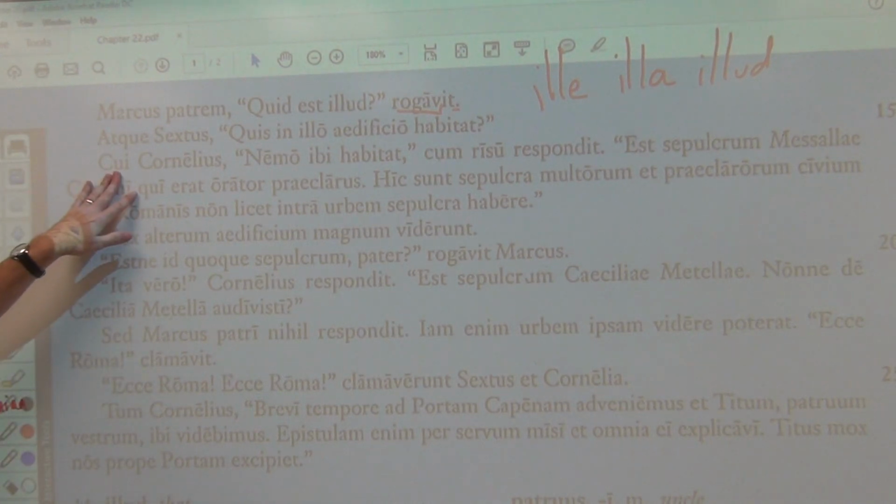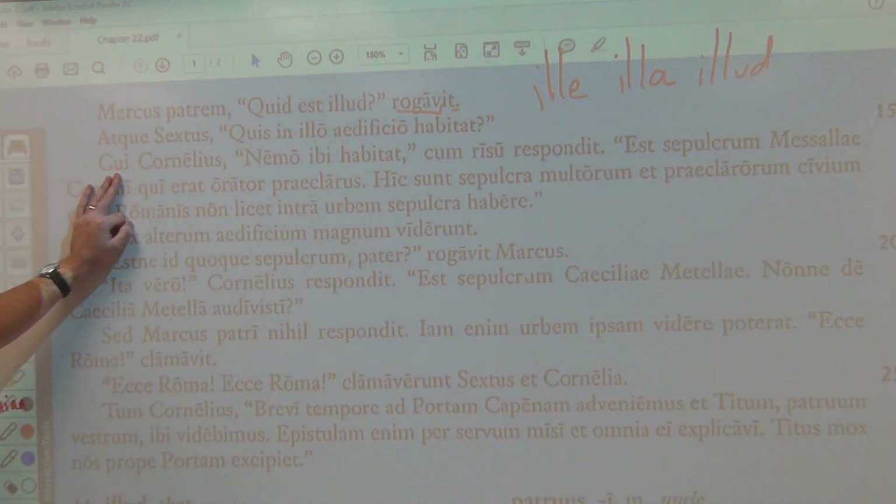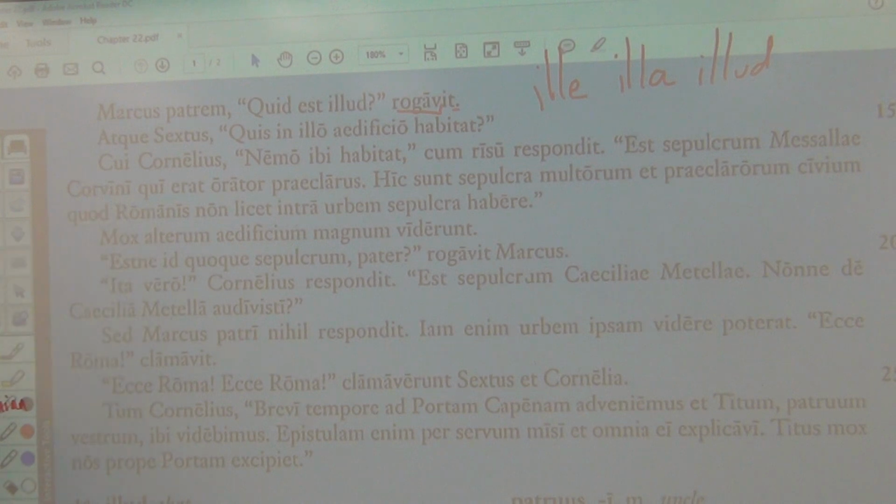Atque Sextus, and Sextus asked, quis, who lives, is living, does live in that building? Cui, to whom? This is what we call a linking cui. And so it is dative, you can say to whom, because it does mean who or whom, but you could easily replace it with to him, or to this guy, or to that guy, whatever you would like. And that's what we call a linking cui.